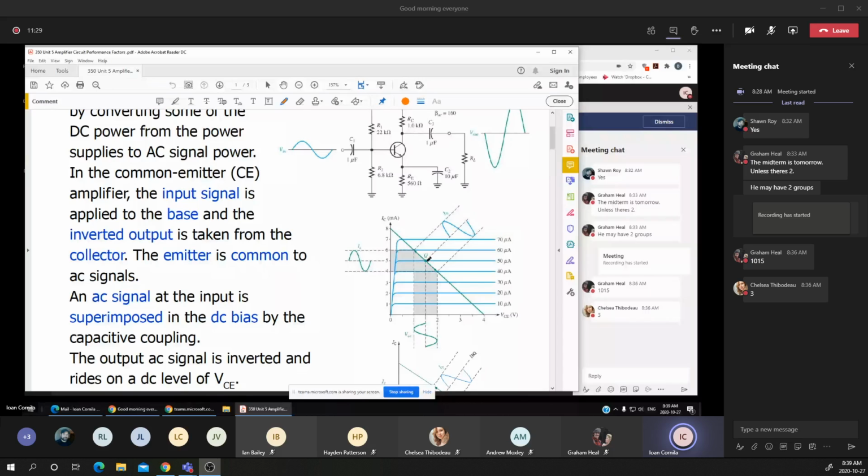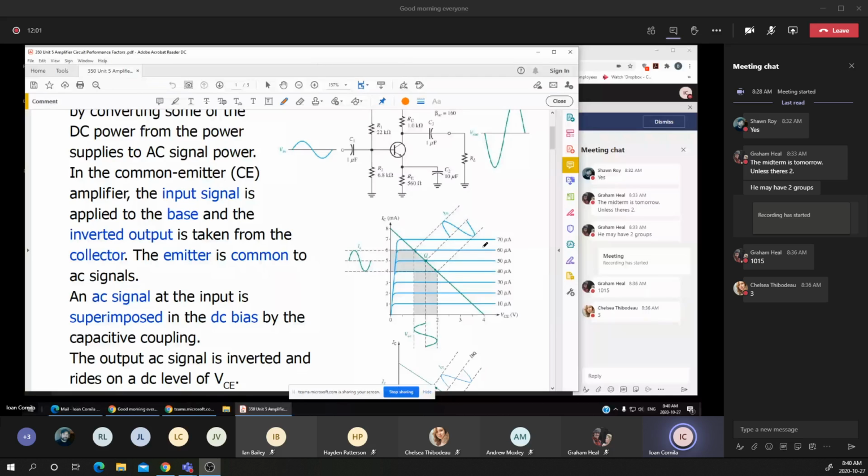In this example, at the Q point, the IB is 50 microamps, and you notice that the IC is 5 milliamps. It means that the input voltage or the input current may swing, in this example, between 40 microamps and 60 microamps.